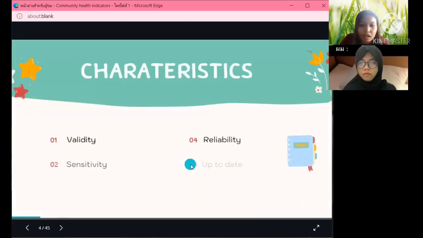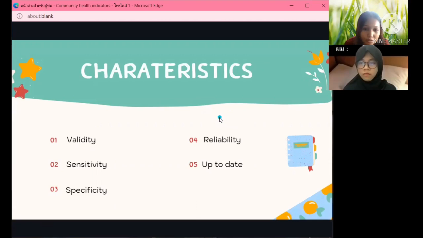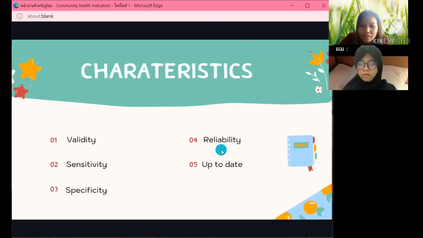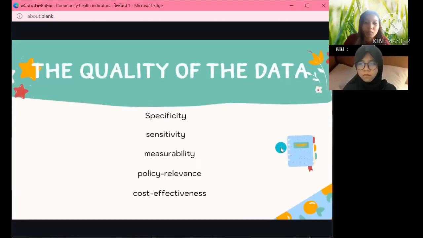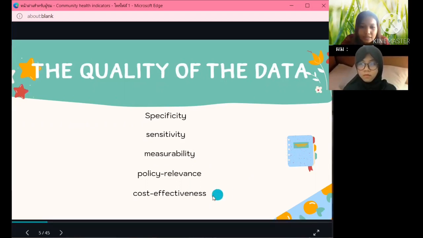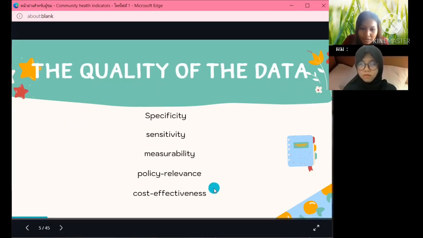The next slide is about characteristics. The first one, validity. The second one, sensitivity. The third one, specificity. And the next, reliability. And the last one, up to date. And the next slide is about the quality of the data. Following this slide: specificity, sensitivity, measurability, policy relevance, cost effectiveness.